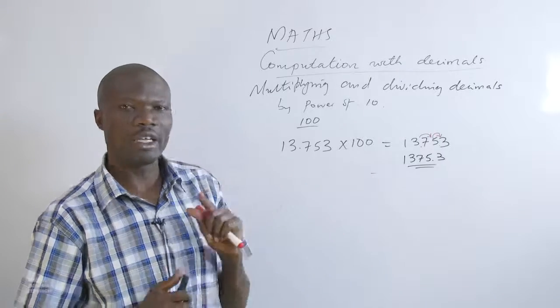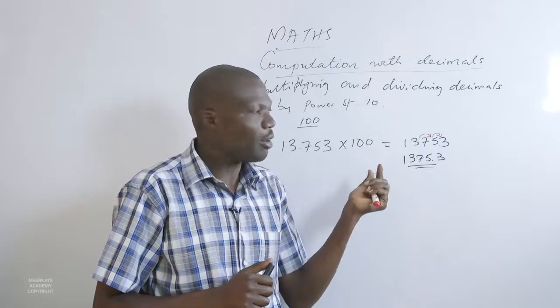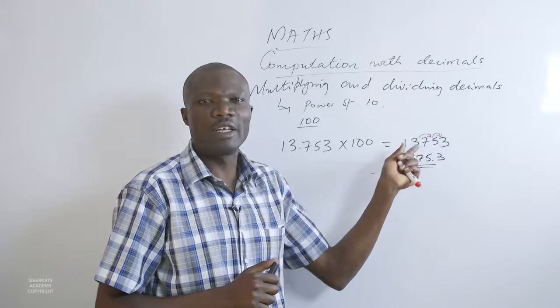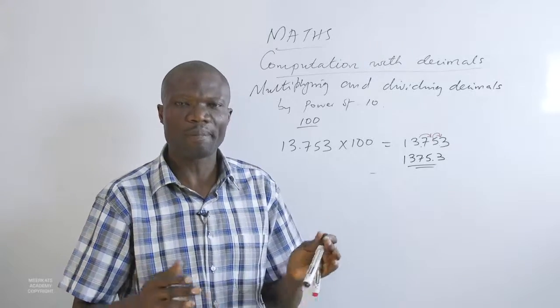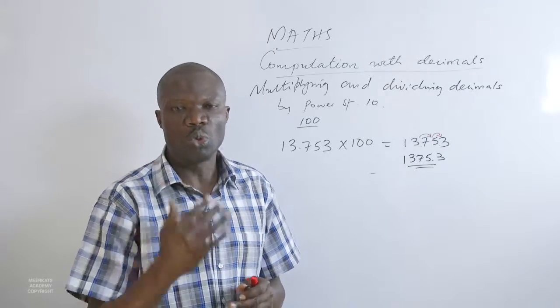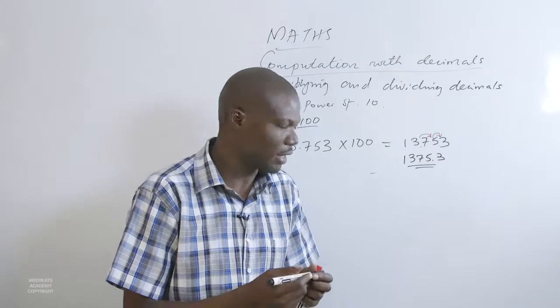So we are saying this. The number that you are multiplying with dictates the number of steps you will take to the right when you are multiplying any decimal with a power of 10.